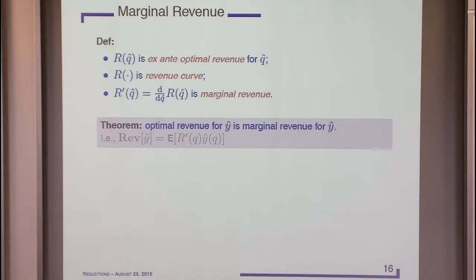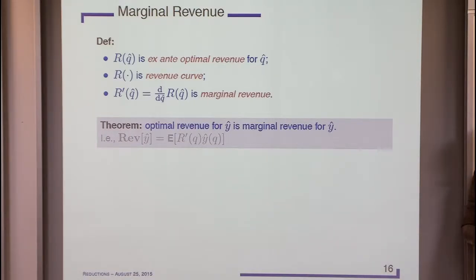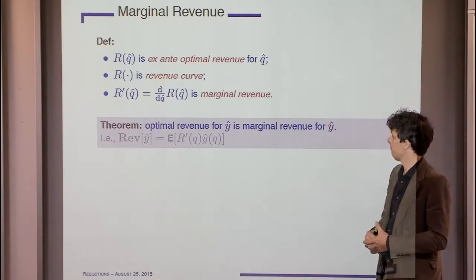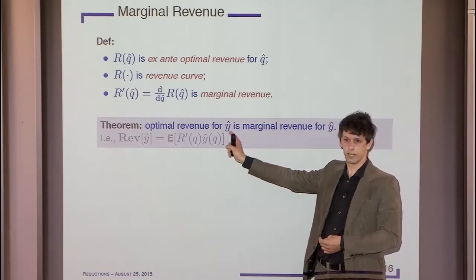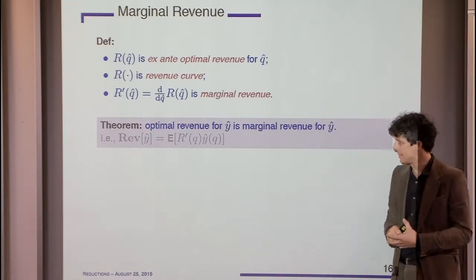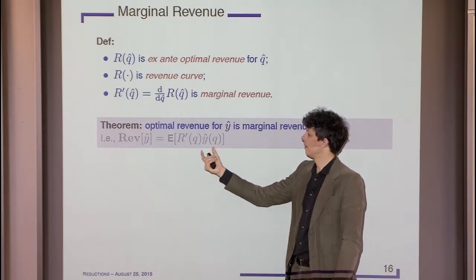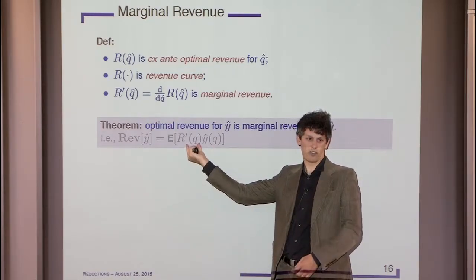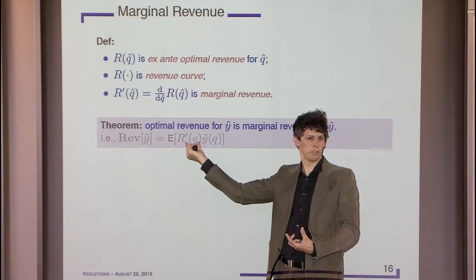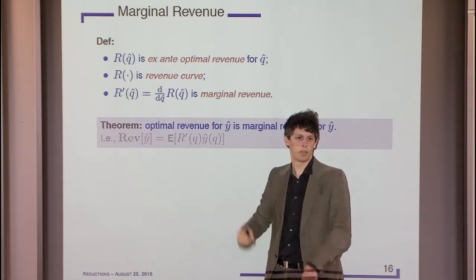Okay? And then the theorem that you will recognize from the single-dimensional theory is the following: the optimal revenue for a constraint y hat is just equal to its marginal revenue, meaning the revenue is equal to the expectation of, if I were to view marginal revenue like a virtual value, the surplus of marginal revenue.